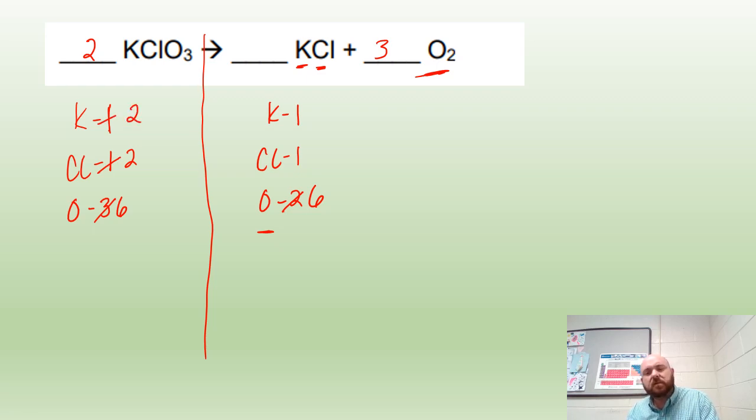So now I'm still not quite balanced. I've got a little bit of work left to do. Luckily, KCl can be manipulated on the product side by itself. If I put a 2 in front of the KCl there, that indicates 2 molecules of potassium chloride, which would include 2 potassium atoms and 2 chlorine atoms. So the balanced chemical equation is 2 molecules of potassium chlorate decomposed into 2 molecules of KCl and 3 molecules of oxygen.